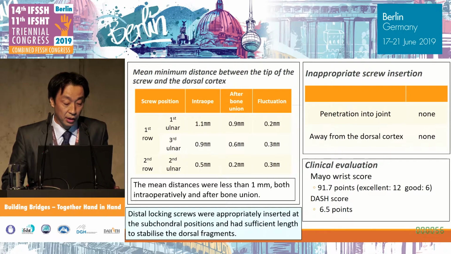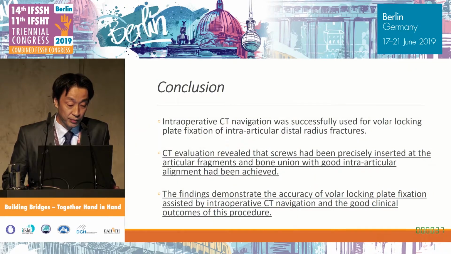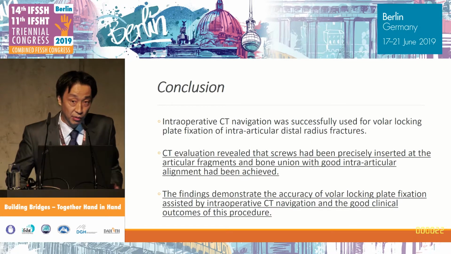Fluctuation was minimal. Distal locking screws were appropriately inserted in a subchondral position and had sufficient length to stabilize the dorsal fragment. There were no cases of inappropriate screw insertion, such as penetration into the joint or positioning away from the dorsal cortex. Clinical results remain as a final follow-up. CT evaluation revealed that the screw had been precisely inserted into the articular fragment and bone union with good alignment had been achieved. The findings demonstrate the accuracy and the good clinical outcome of this procedure. Thank you for your attention.